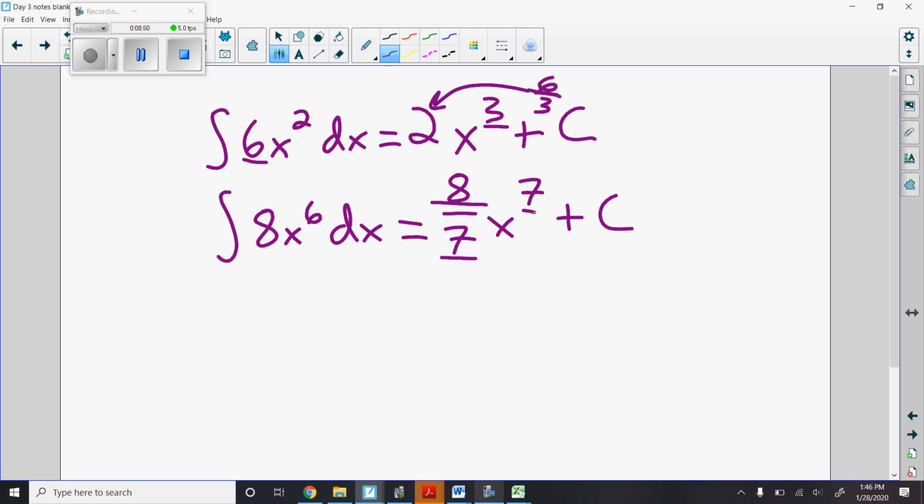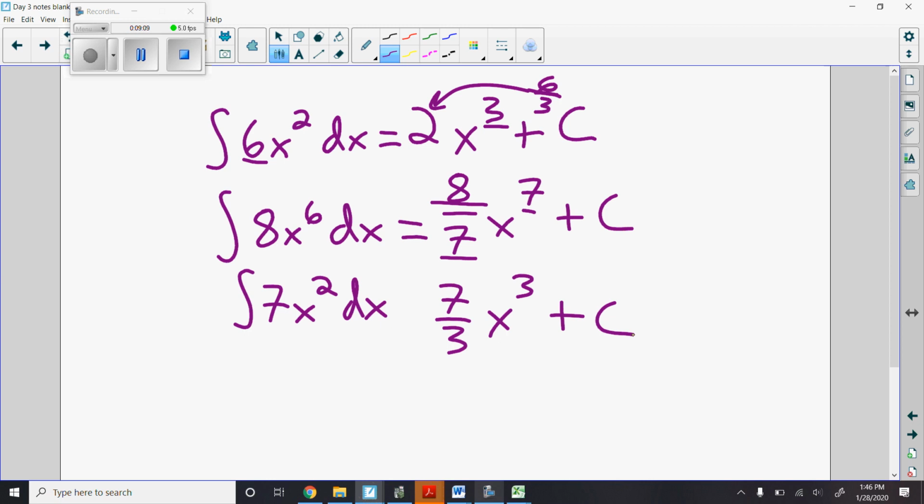So if I have something like this, here's what I tell myself. I'm going to bump the power and divide by my new power. Now, you can always test. Sorry, there should be an equal sign there.